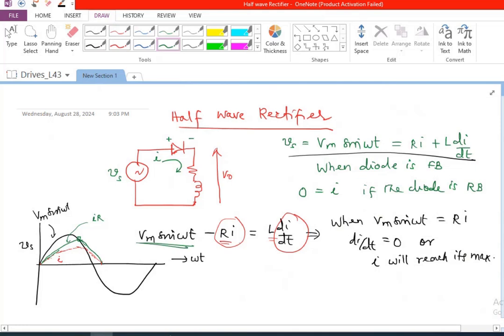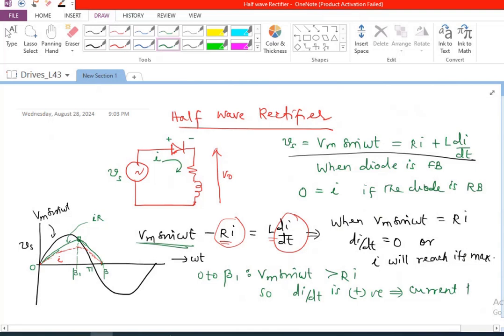But after this point, if I may call this point some beta 1, and this is 0, and this is pi, and let me call this point beta. So from 0 to beta 1, Vm sin omega t is greater than Ri. So di by dt is positive. Current is increasing. Current increases until then.